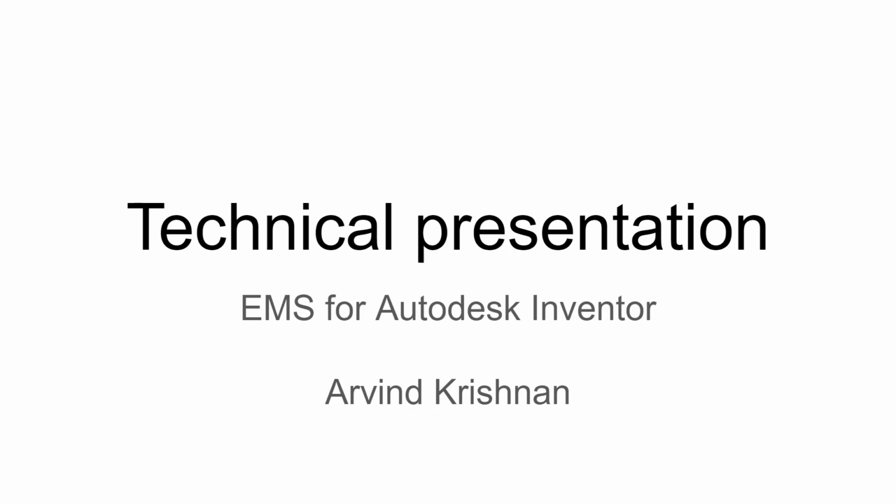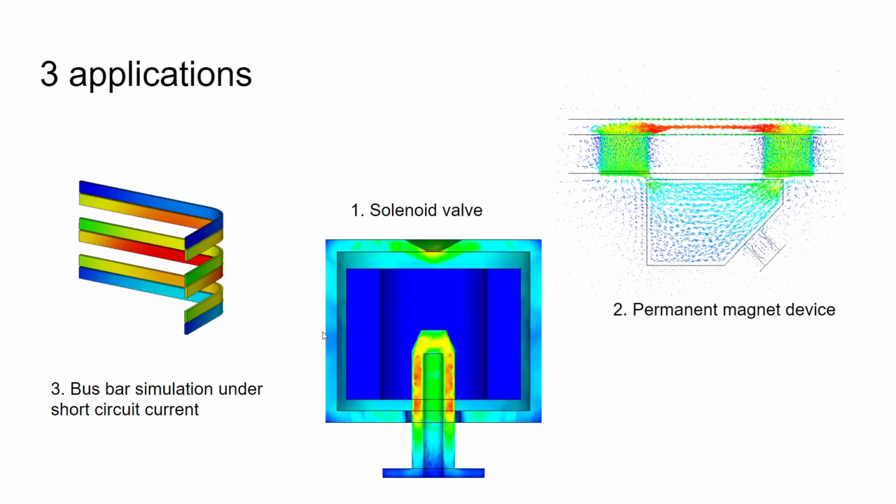Thank you, Kalyan. My name is Arvind Krishnan and I'll be handling the technical part of this webinar. In this technical presentation, I will be showing you 3 different applications. The first one will be a solenoid valve where we will compute the force acting on the plunger for various positions of the plunger. The next application involves permanent magnets where we will study a permanent magnet device and understand the force acting on the block. Finally, we will use a collection of bus bars and simulate it under a short circuit current.